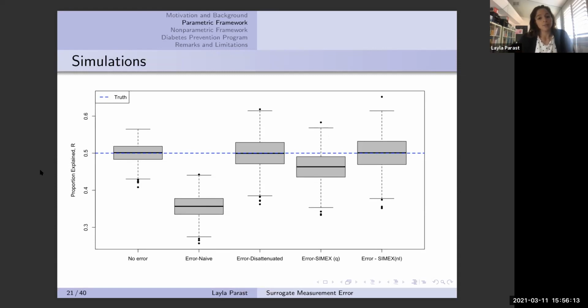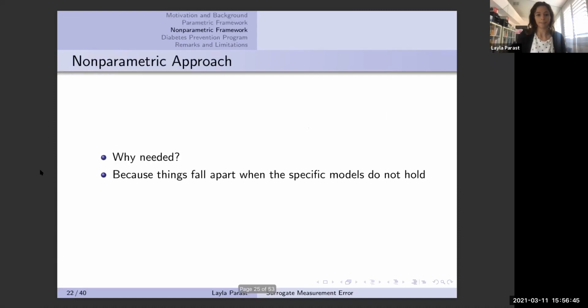Okay, so these are some simulation results. The first two plots you already saw. The first one is when there's no error and things work perfectly fine. When you use the naive estimator, you have bias. The disattenuated estimator is working well here. The SIMEX estimator with the quadratic extrapolation is certainly reducing bias, but it's not as good as the nonlinear extrapolation.